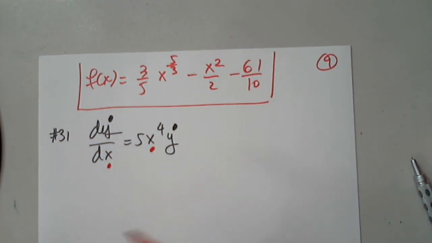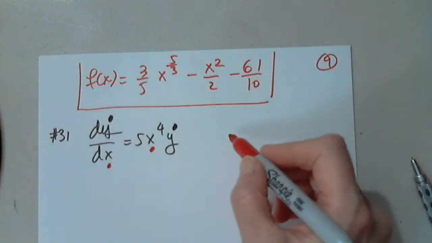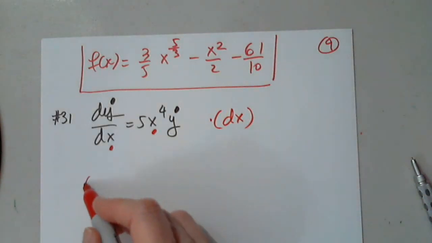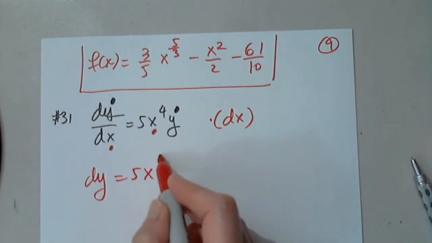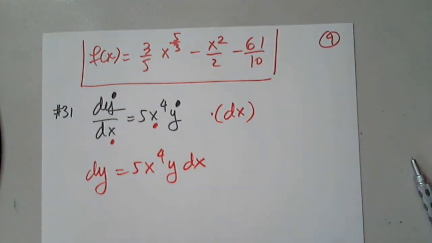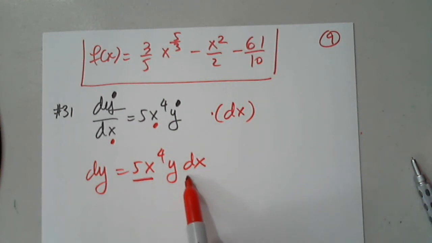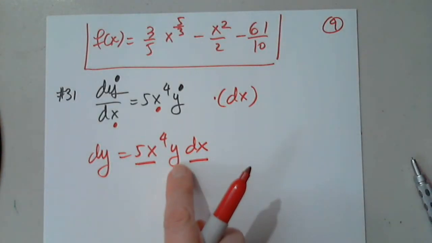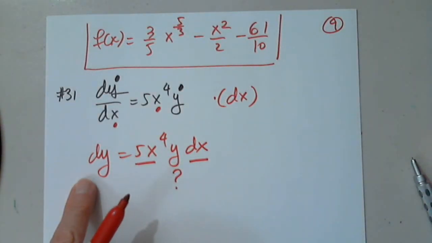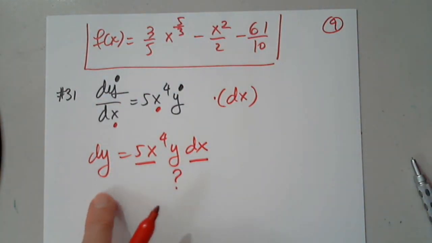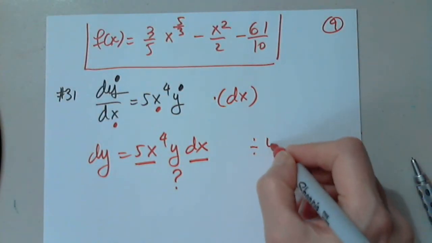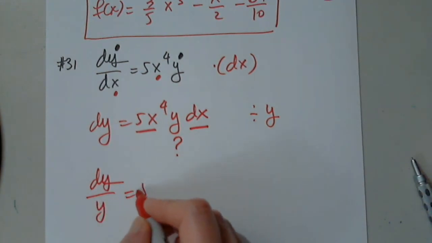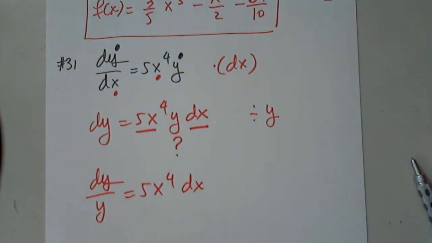I can't integrate. So first of all, let's take it step by step and multiply both sides by dx. So dy equals 5x to the 4th y dx. This I like, this I like, this I don't. Why I don't like it? It's because it belongs here, on this side, not on this side. So obviously I'm going to divide both sides by y. So I have dy over y equals 5x to the 4th dx.